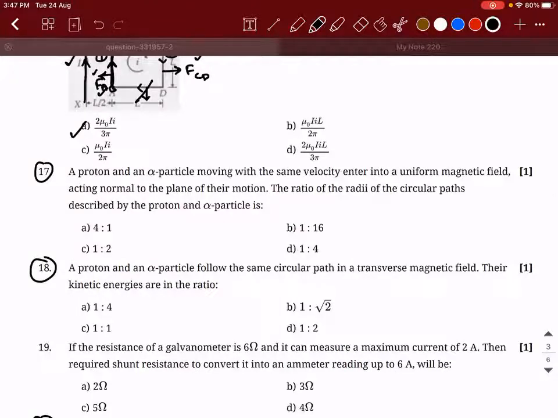A proton and an alpha particle move with the same velocity into a uniform magnetic field acting normal to the plane of their motion. The ratio of the radii of the circular paths described by the proton and the alpha particle. What is the answer?